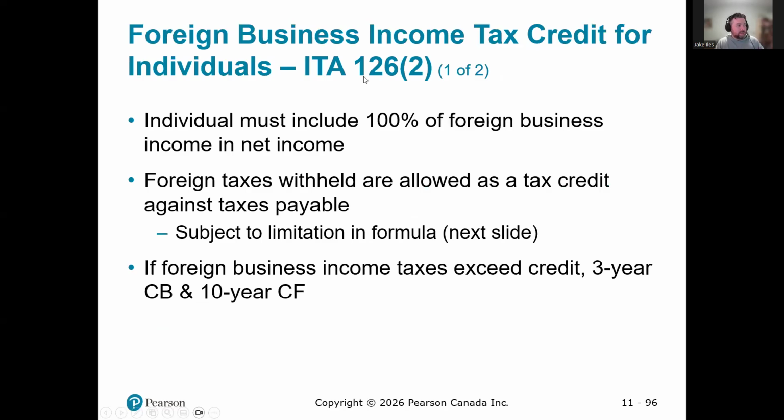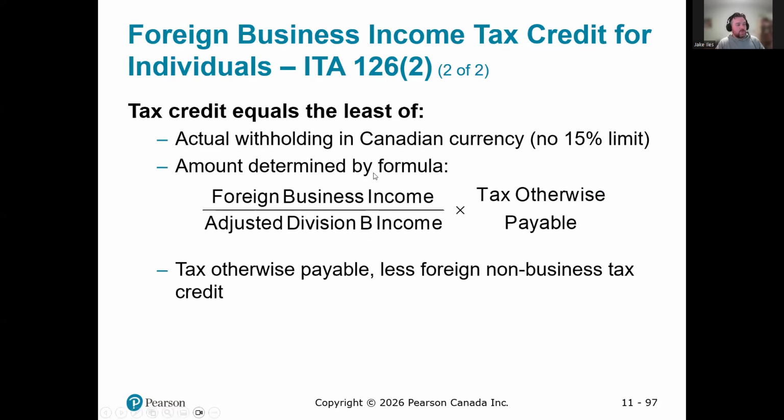For business income, the individual includes 100% of foreign business income. Foreign taxes withheld are allowed as a tax credit against taxes payable. If foreign business income taxes exceed the credit, there's a 3-year carryback and a 10-year carry forward. So the tax credit for business income is very similar to our calculation for non-business. The big difference is business income doesn't have that 15% limit. Foreign non-business income is limited to 15%. Anything above is a deduction.